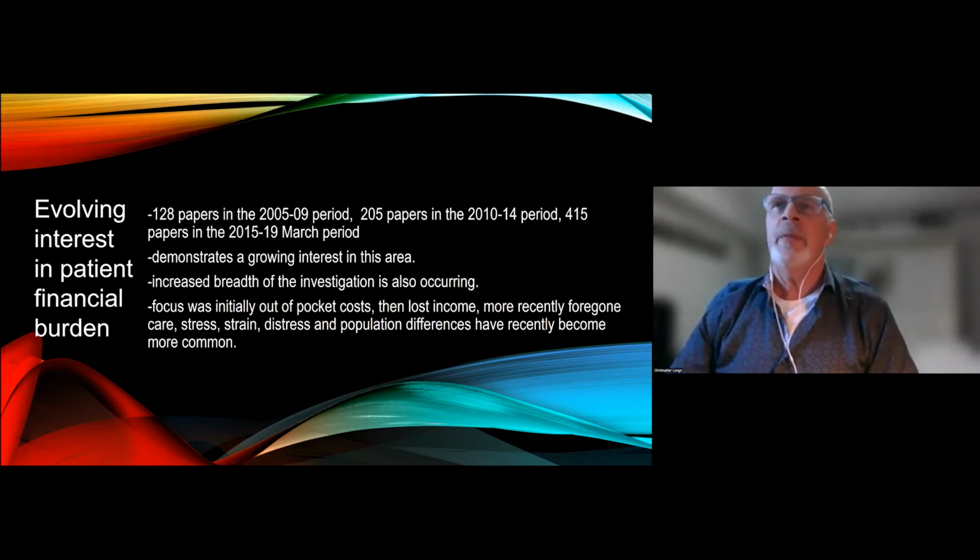There also is an increased breadth of the investigation. Initially, when we were doing this kind of work, and I've been doing this work since, I guess, the early 2000s, it was really focused on the out-of-pocket costs and the lost income. We're starting to see more literature on foregone care. So people who have a financial situation where they have to make decisions to reduce their care or decisions not to get the care at all. The increases in stress and strain and distress, which I'll define in a slide from now. And then more recently, a lot of looks at different population differences and how these problems are even more problematic in these populations. And lastly, we'll talk about it later, but some of the strategies that people have started to develop, particularly in the US, to try to mitigate some of these issues.